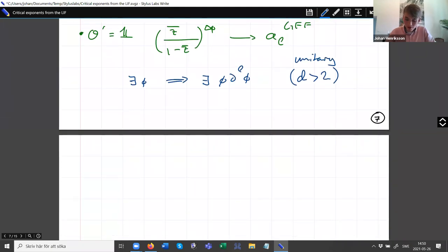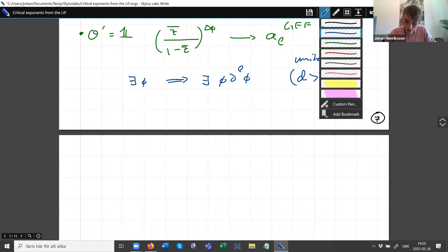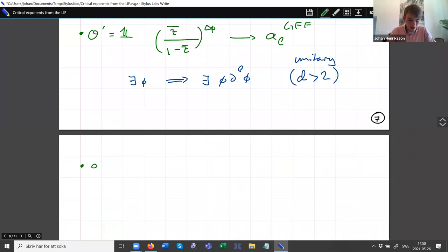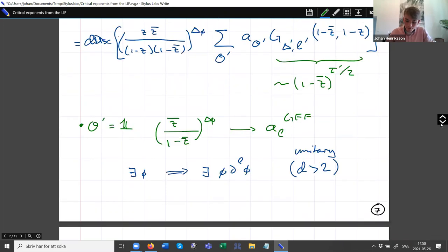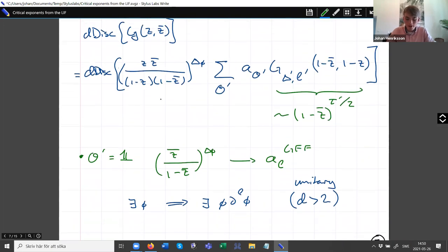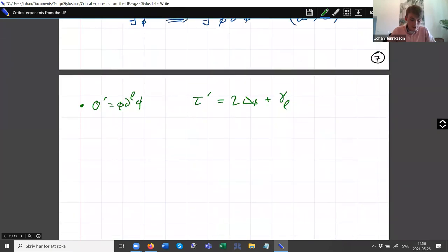So let's consider what actually happens if we now put these operators in the cross channel. So O prime equals phi dl phi. Recall now these operators have twist 2 delta phi plus, say, some anomalous dimension. And let's focus on the Z bar goes to 1 limit. So we have this contribution here and this thing here. So what you get is Z bar V1 minus Z bar to the delta phi times 1 minus Z bar to the tau over 2, so to the delta phi plus gamma L over 2.